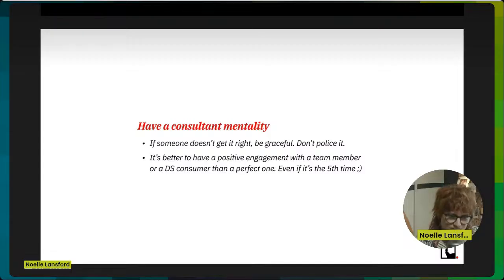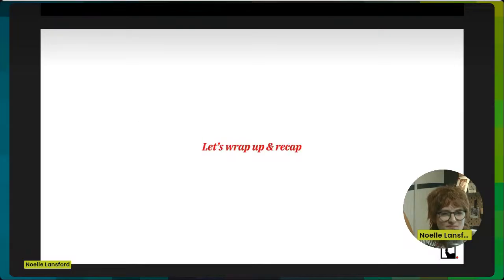All right. I think this is also important if you're on a design system team: to have a consultant mentality. If someone doesn't get it right, be graceful. Don't police it. It's better to have a positive engagement with a team member or a design system consumer than a perfect one, even if you feel like it's the fifth time, or it actually is the fifth time.